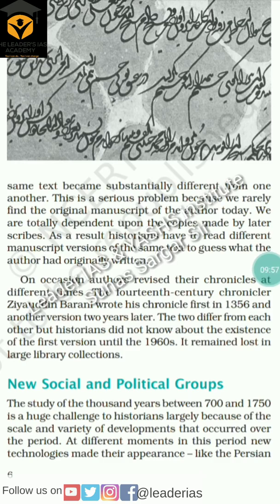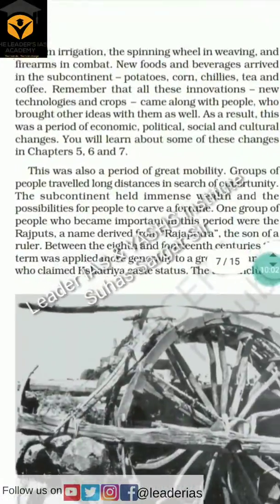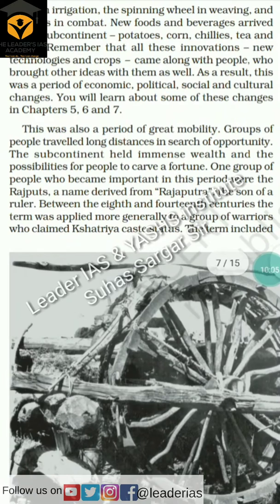In this period, new technologies made their appearance, like the Persian wheel in irrigation, the spinning wheel in weaving, and the firearm in combat. New foods and beverages arrived in the subcontinent: potatoes, corn, chilies, tea, and coffee. Remember that all these innovations, new technologies, and crops came along with the people who brought other ideas with them as well. As a result, this was a period of economic, political, social, and cultural changes. You will learn about some of these changes in chapters 5, 6 and 7.